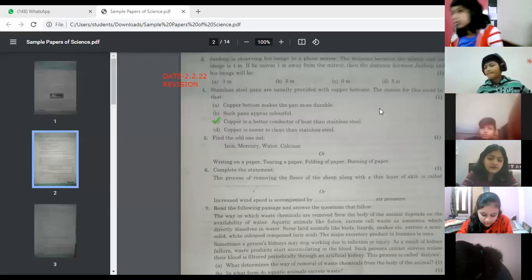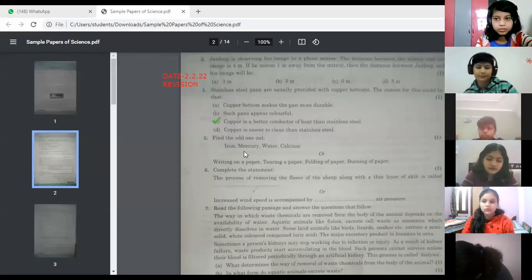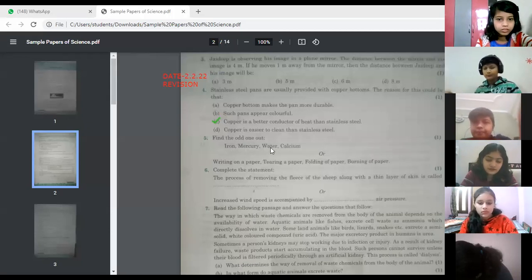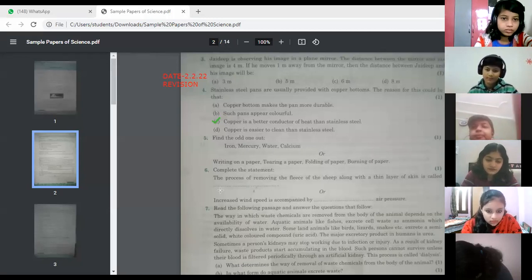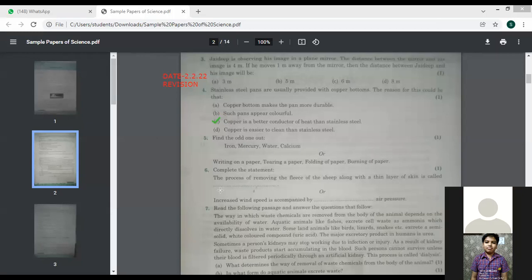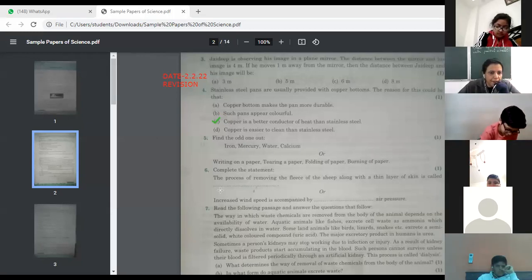Okay, let's continue with question number 5. Find the odd one out. Iron, mercury, water, calcium. Which one is the odd one out? Kindly raise hand. Mahi has raised hand. Mahi, tell. Ma'am, I think water.